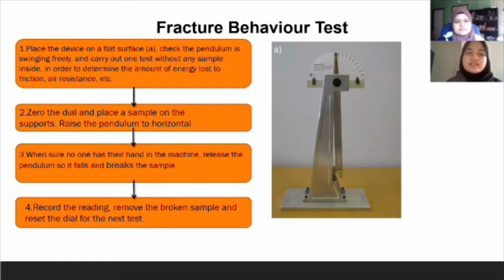Zero the dial and place a sample on the supports. Raise the pendulum to horizontal. And next, when sure no one has their hand in the machine, release the pendulum so it falls and breaks the sample. Lastly, record the reading, remove the broken sample, and reset the dial for the next test.